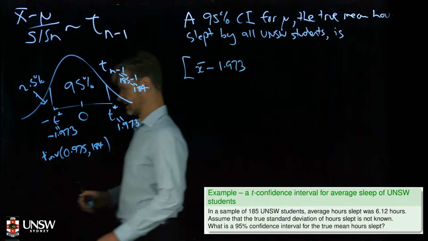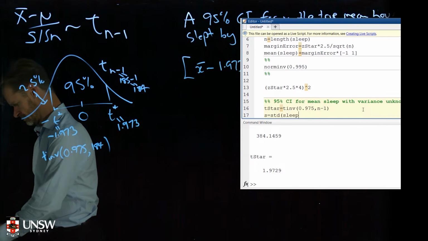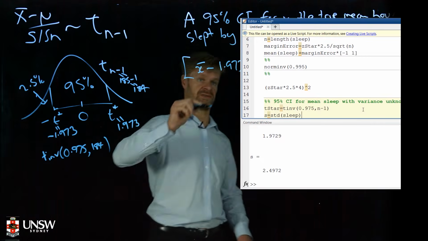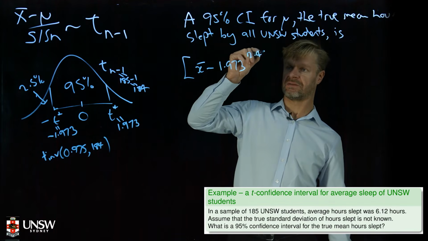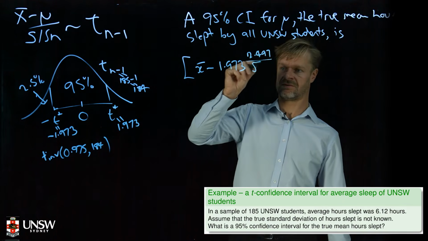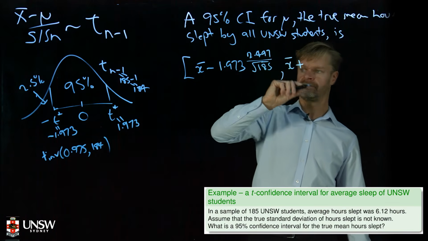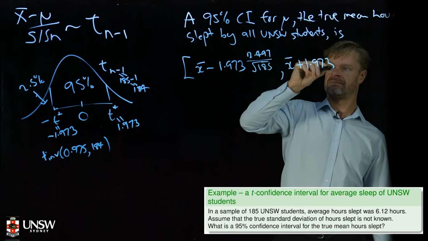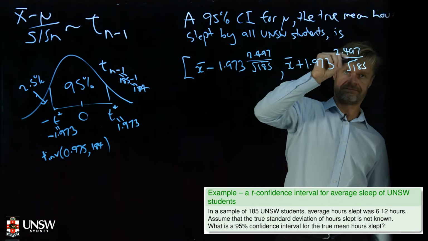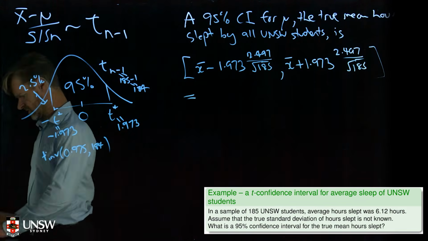Oh, and now I'm going to need the standard deviation as well. That ends up being 2.497. So that's actually where I got the 2.5 from. I said, well, that's about 2.5, so I'll just pretend it is. Then we just crunch the numbers.